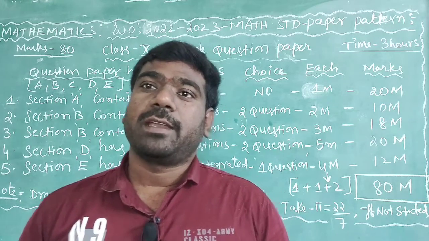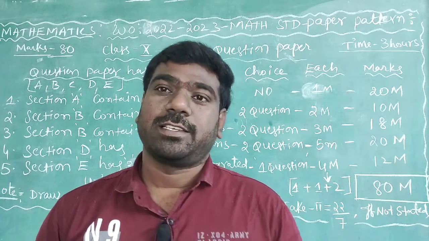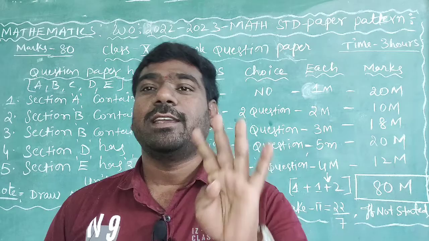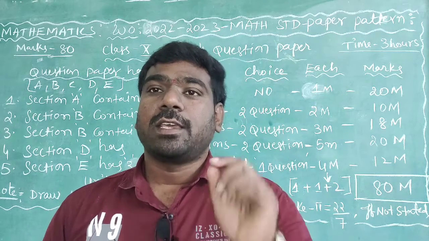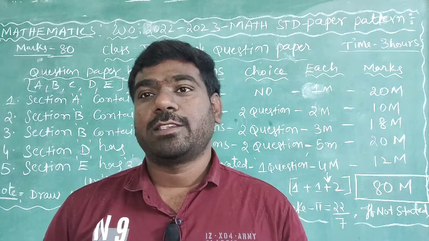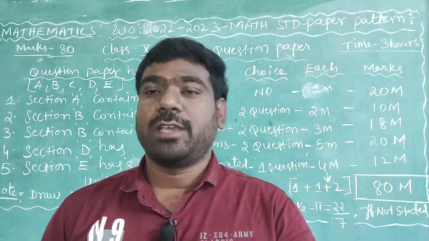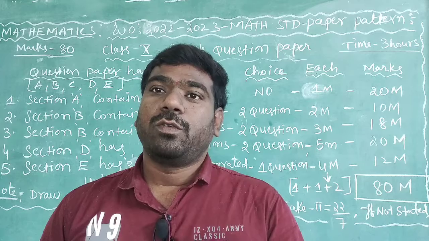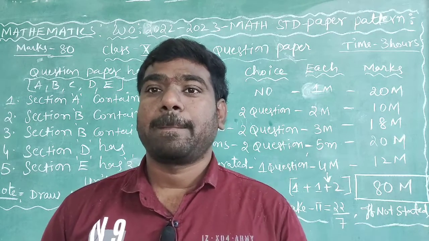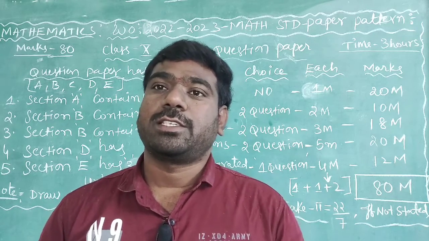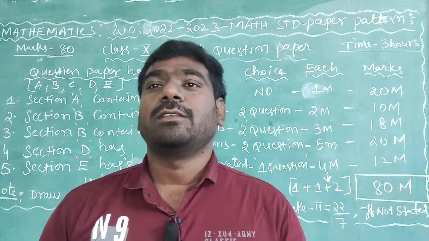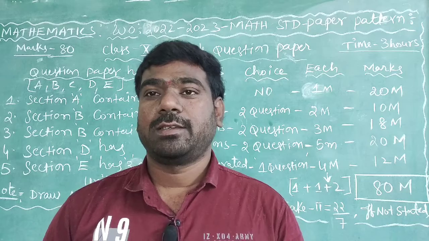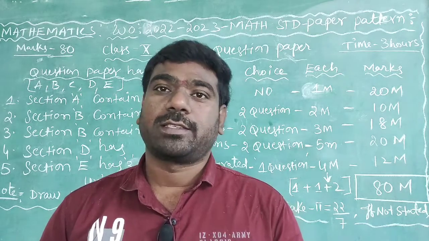This question paper consists of 5 sections, that are A, B, C, D, E. Section A contains 20 multiple choice questions. Each question carries 1 mark. Now, the next section is B. This section consists of 5 questions. Each question carries 2 marks.